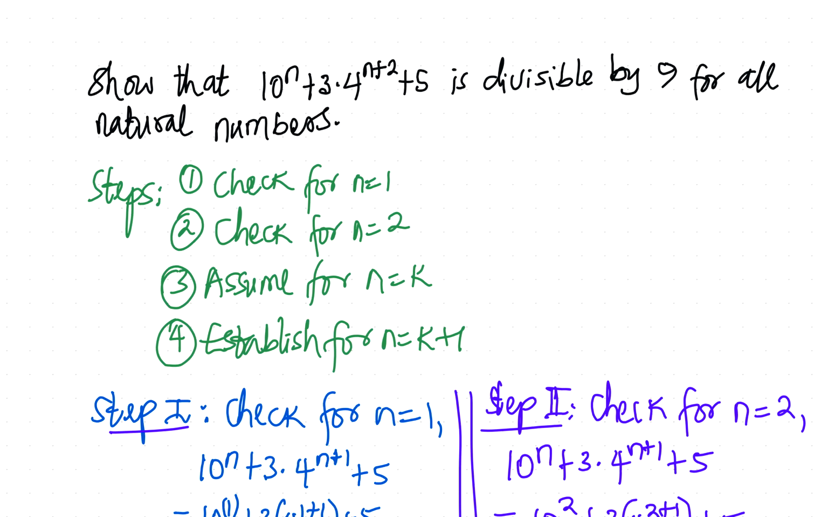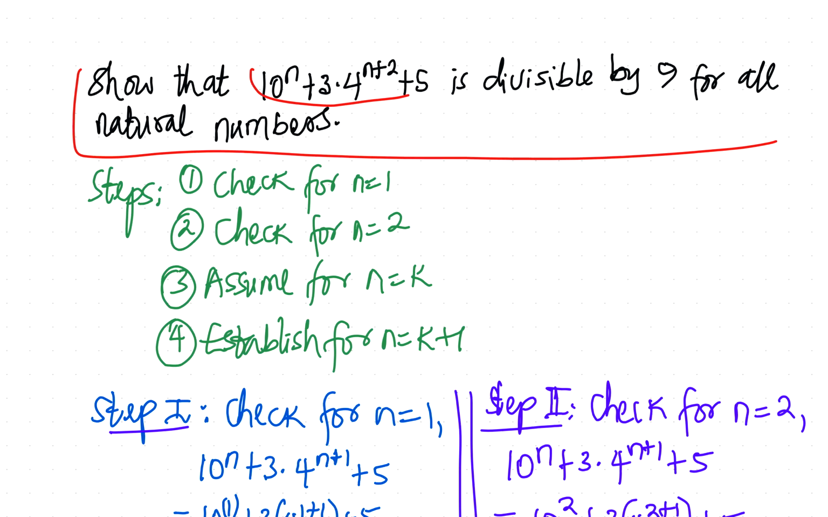Today we have a very interesting question: to show that 10 raised to the power n plus 3 times 4 raised to the power n plus 2. That dot is actually not a decimal point, it's multiplication. So 10^n + 3 times 4^(n+2) + 5 is divisible by 9 for all natural numbers.